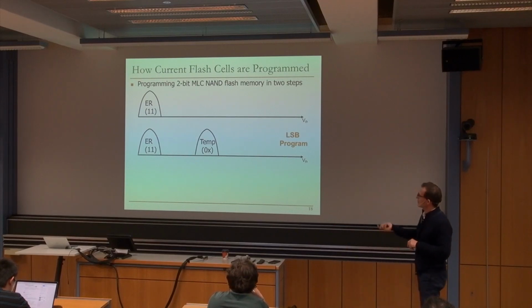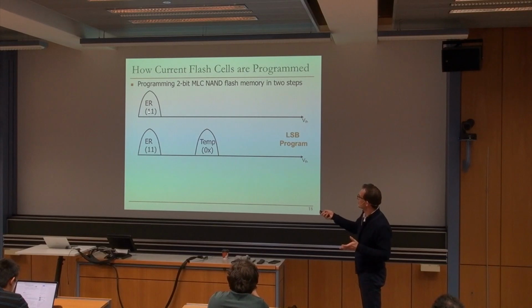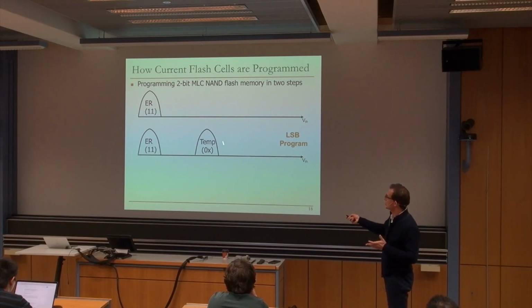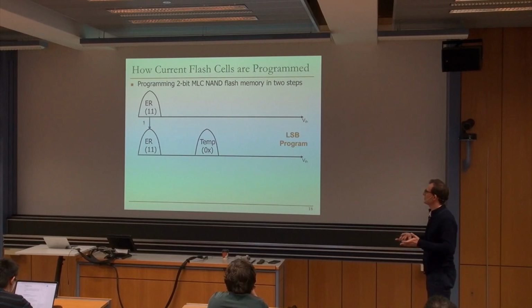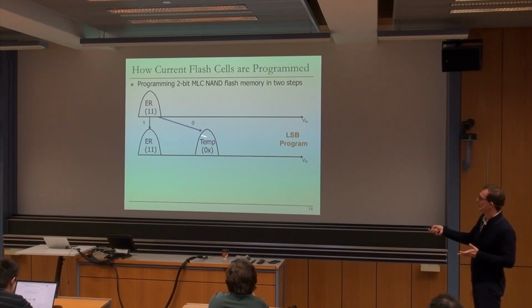But basically, what is two-step programming? You program the LSB, least significant bit, first. So in this case, the least significant bit is, I guess, 1 or 0. So basically, erase state, you don't do anything. If your least significant bit is 0, you go to this temporary state. Temporary state, you don't know. It could be any of these, right? If the least significant bit is 1, you don't do anything. If the least significant bit is 0, you go to this temporary state.